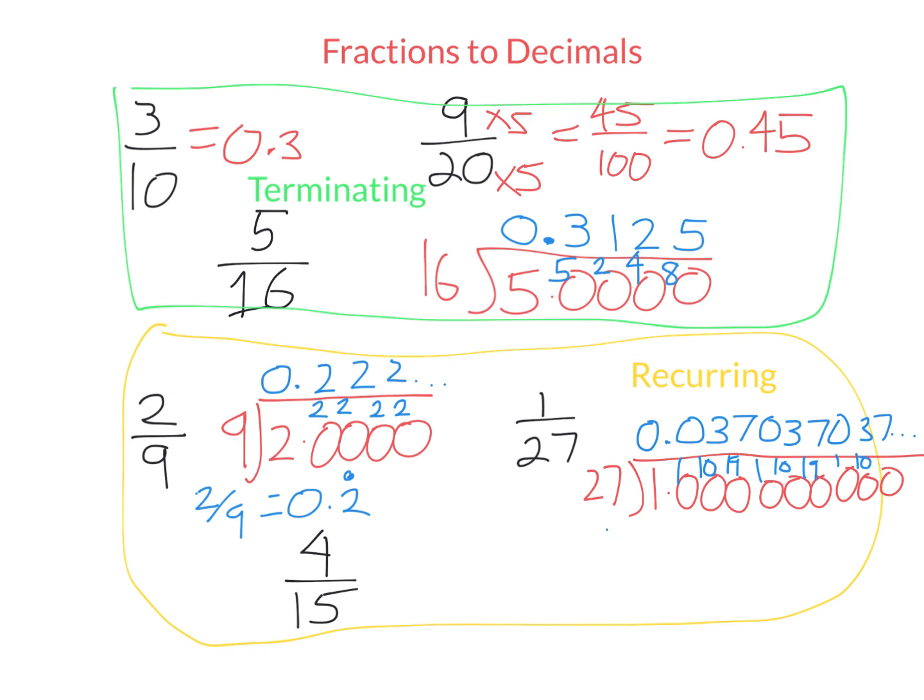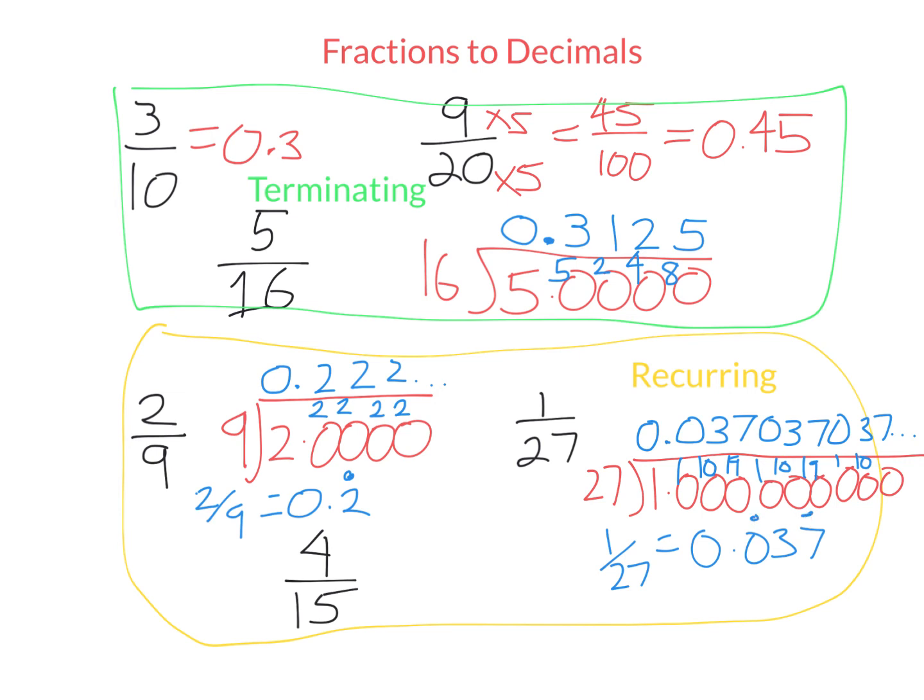It goes on forever. So it turns out 1 over 27, we write it like this. We put a dot over the first and the last, and that means that anything within these 2 dots repeats infinitely many times. We don't need to put a dot over every single digit that is repeated, just the first and last number in the pattern.